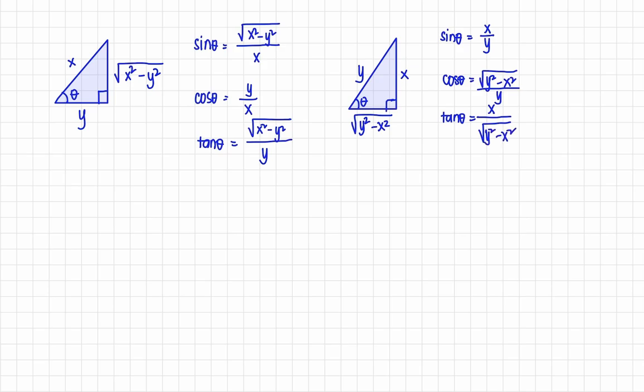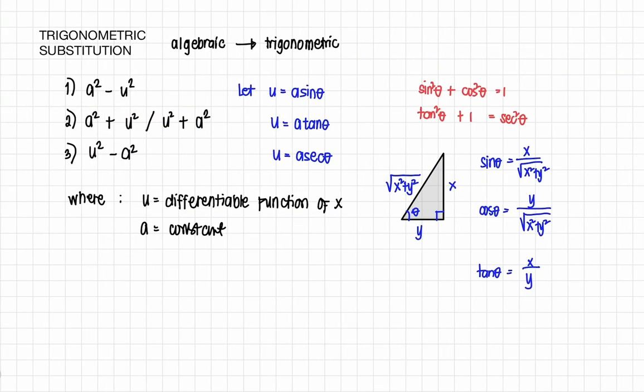So it really depends upon the given side, the angle, and the ratio. For the other three ratios, cosecant, secant, and cotangent, we know that they are just the reciprocals of these three functions. So in the next videos, we'll be evaluating integrals using trigonometric substitutions.